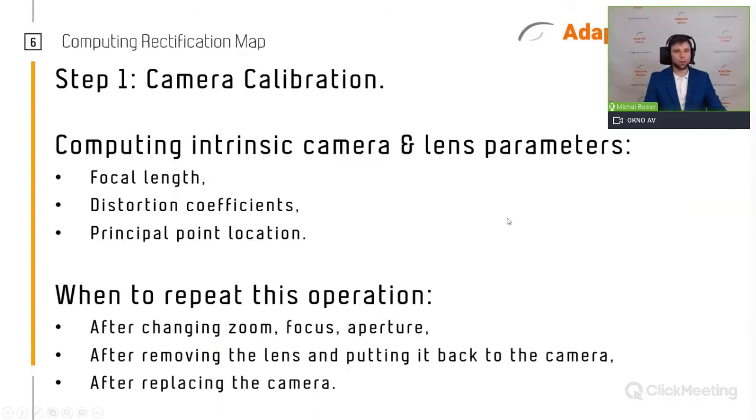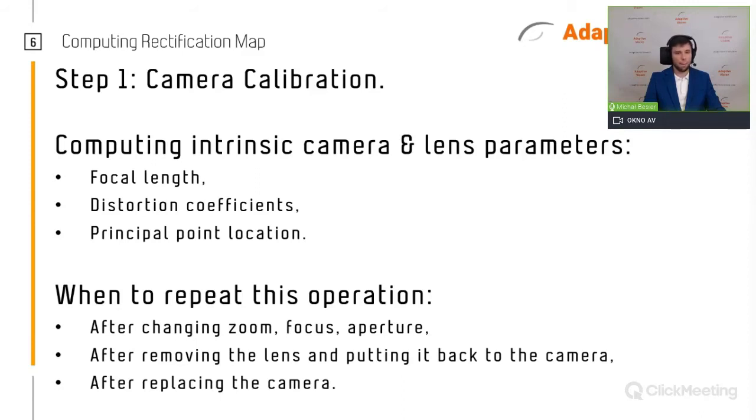So as we are talking about creating a rectification map, the first step is camera calibration. During that step we are modeling the intrinsic camera and lens parameters. So we are detecting and calculating the focal length of our lens. We are detecting the distortion coefficients as well as the principal point location.